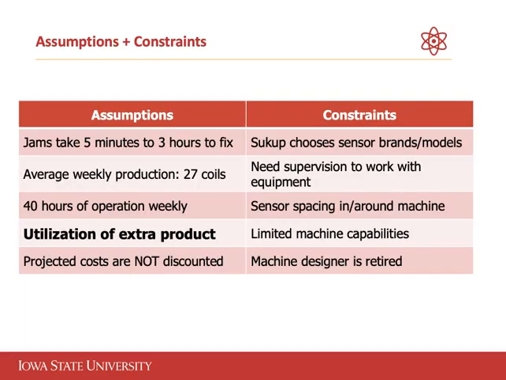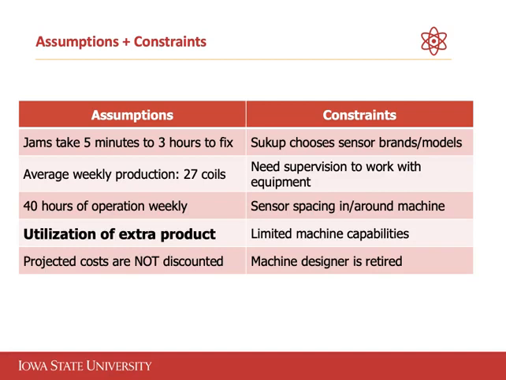Some assumptions and constraints. Again, these also have not changed, but we're still assuming here that the jams can take anywhere from 5 minutes to 3 hours to fix. The average weekly coil production is 27 coils. There's 40 hours of operation weekly on the machine. There will be utilization of extra product. Project costs are not discounted.